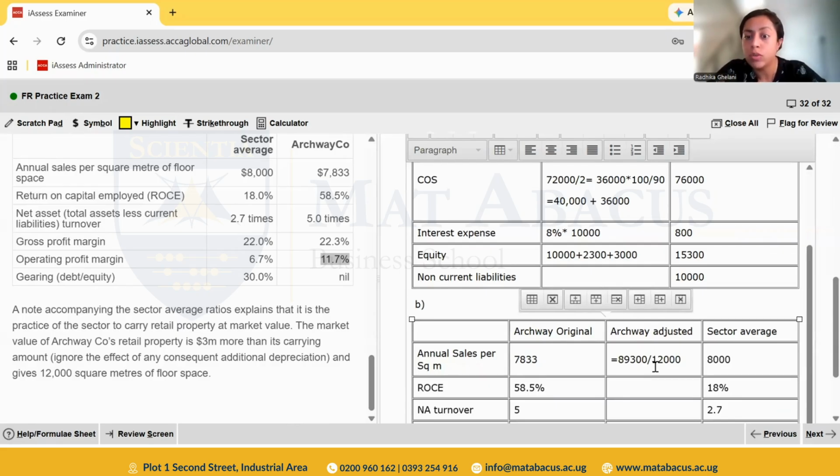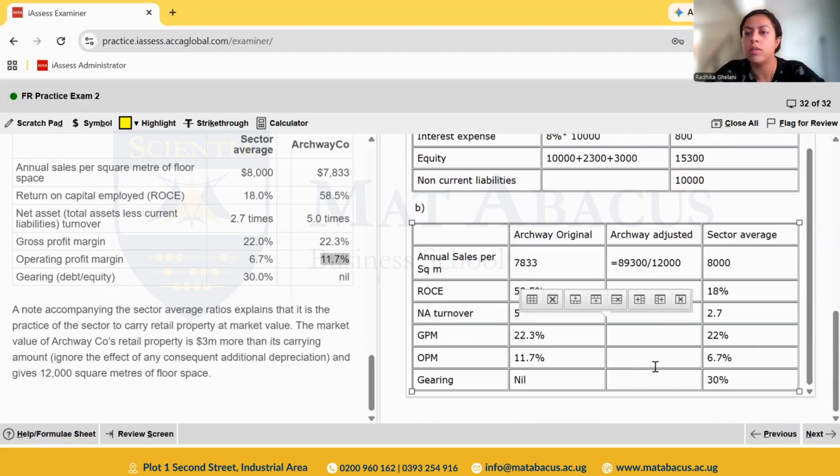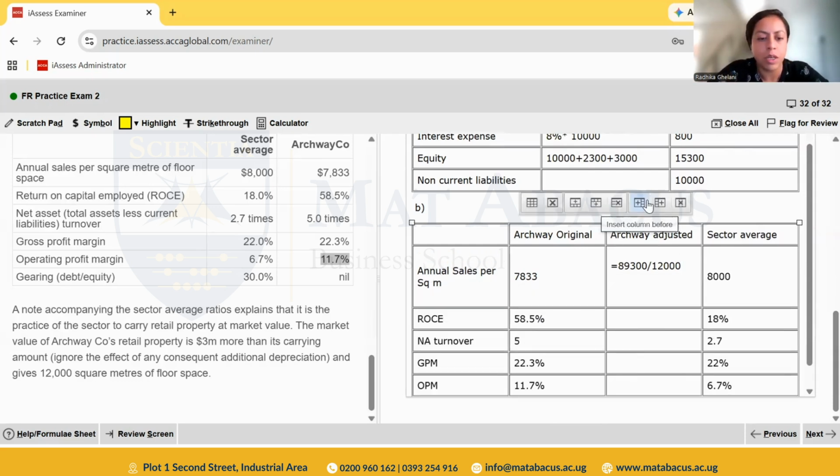You don't have to do the table like I've done. I've simply done it so that when we go through part C, that makes sense to you. If you don't have time, you just don't do that section. Just do the Archway adjusted figures, because the original and the sector average are given to you. I was just, in case you have time and you want to be organized, that's fine. Otherwise it's absolutely unnecessary. So 89,300 divided by 12,000 gives us annual sales per square meter of $7,442.